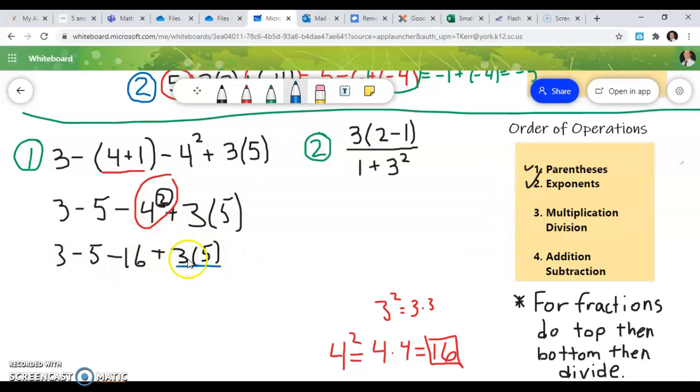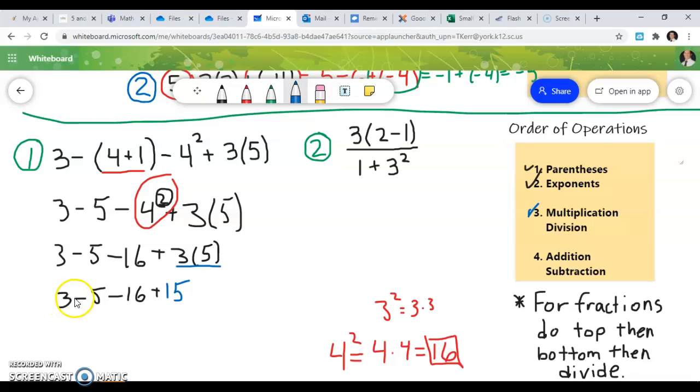So let's do that. 3 times 5 gives me 15. So now I'm going to write down 3 minus 5 minus 16 plus 15. So I'm just simplifying one thing at a time here. And then lastly, multiplication and division, check. Lastly, I'm going to do any addition and subtraction. So the only thing that you should see left is addition, subtraction. Good. Subtraction, subtraction, addition. So I've done it correctly. That's the only thing that's left.